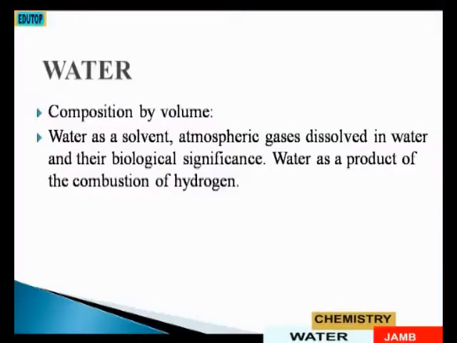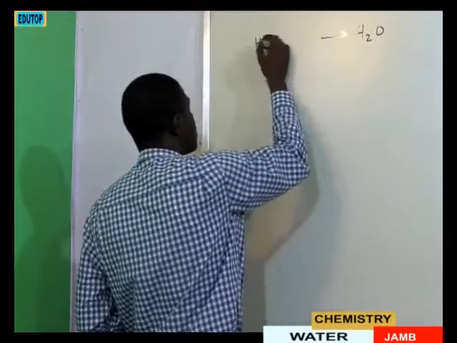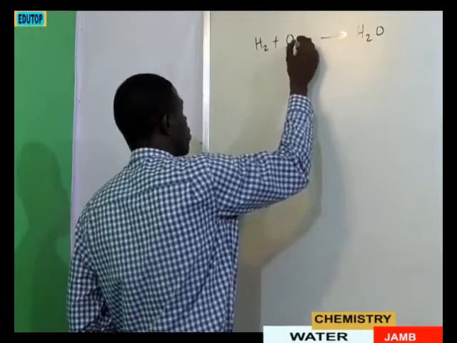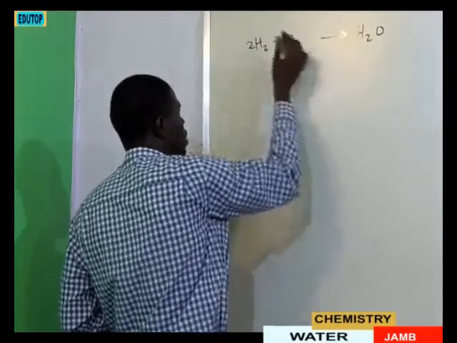The next topic is water. Water is another topic under this syllabus. We have composition by volume. So you have water when you have the mixture of what? Oxygen and nitrogen in this ratio.